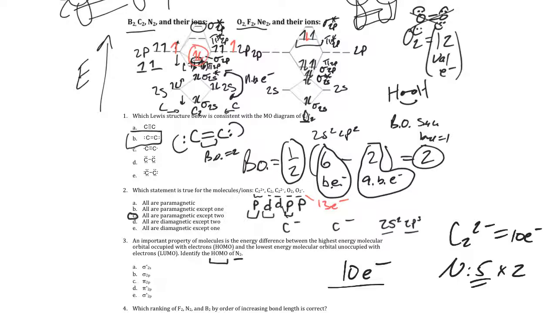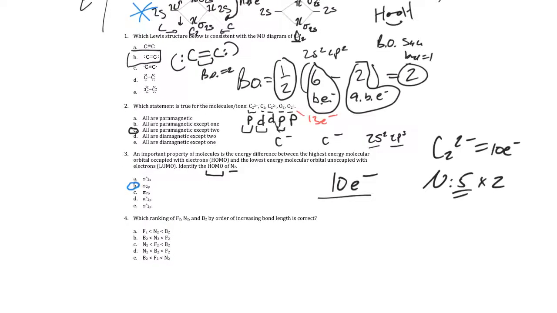Well, N2 has 10 valence electrons, because each of the N's has 5 valence electrons. And so N2 also has the same number of electrons as C2 2-, because that also has 10 valence electrons. And so it looks like the diagram I already have over here for C2. And so for C2 2-, that we already have shown, that's going to match for N2. And that highest occupied molecular orbital is the sigma 2p.